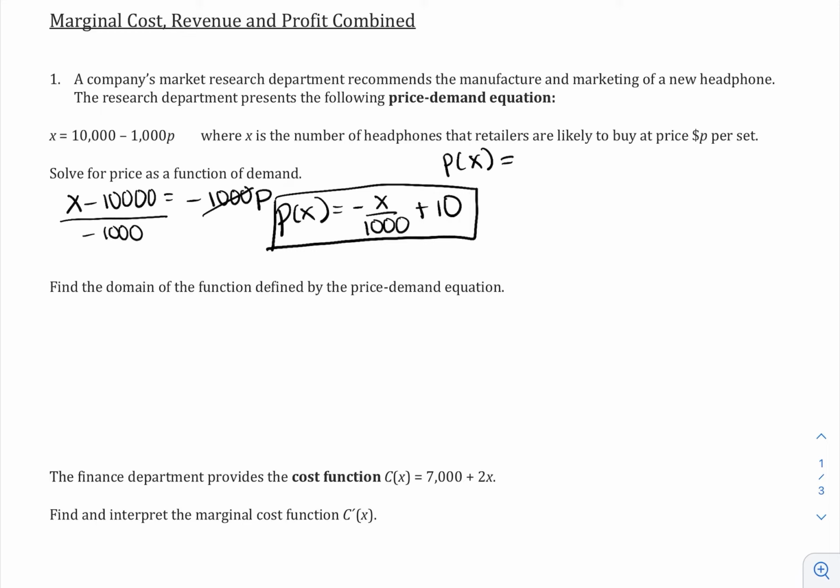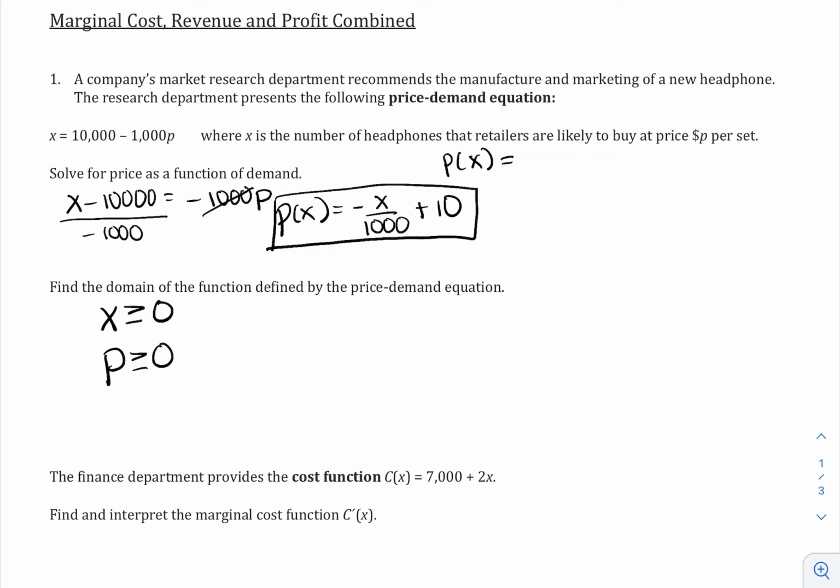All right, next part. Find the domain of the function defined by the price-demand equation. Okay, so I need to find values of x that can happen. Now remember that x is the number of headphones. So immediately, because x represents the number of headphones, you're going to be bounded by the fact that x has to be greater than or equal to 0. You can't have a negative amount of headphones. And then the other part that you need to think about is p. Well, p is your price, so p also has to be greater than or equal to 0. Because you're not giving money to people to buy a headphone. That doesn't sound like a very good business plan.